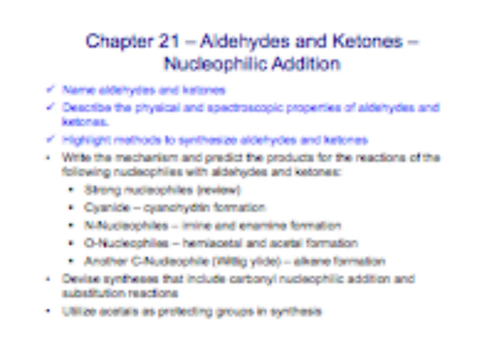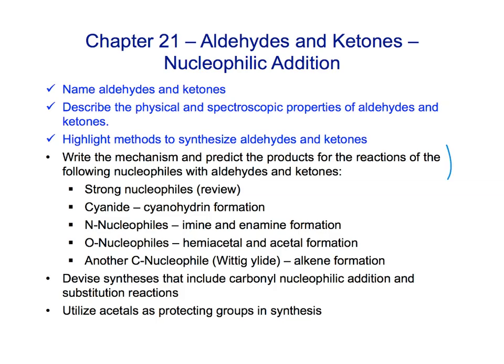Okay, so what we're going to do now is look at a couple of general mechanisms. One is the mechanism we've already seen for addition reactions, and the other one is also going to be similar, but with a weaker nucleophile. Then we have this series of nucleophiles that we're going to look at. We're going to quickly review what we learned from the last chapter, strong nucleophiles, and then these other nucleophiles. Cyanide is a nucleophile.